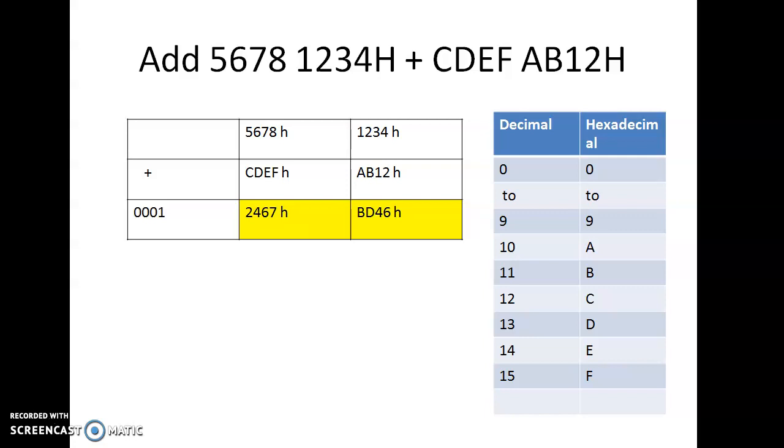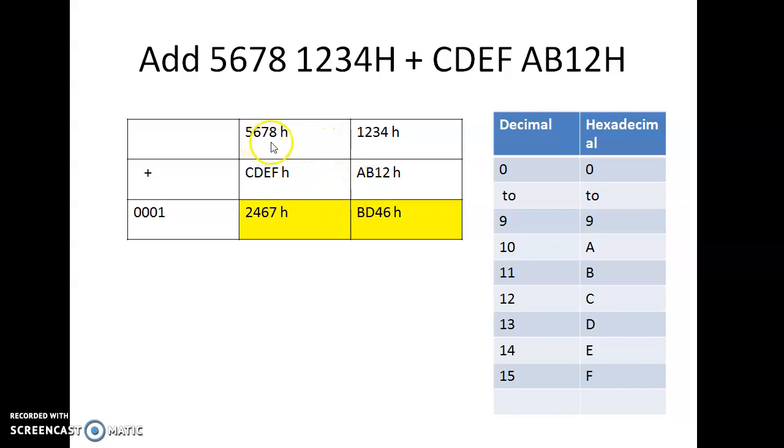For that we need to learn first what is a decimal number and what is the hexadecimal equivalent. You can see here we have made decimal and then hexadecimal equivalents. From 0 to 9, even in hexadecimal it is the same 0 to 9. After 9, in decimal it is 10, 11, 12, 13, 14, 15. In hexadecimal, 10 is equivalent to A, 11 is B, 12 is C, 13 is D, 14 is E, 15 is F. We'll use this and add two hexadecimal numbers.